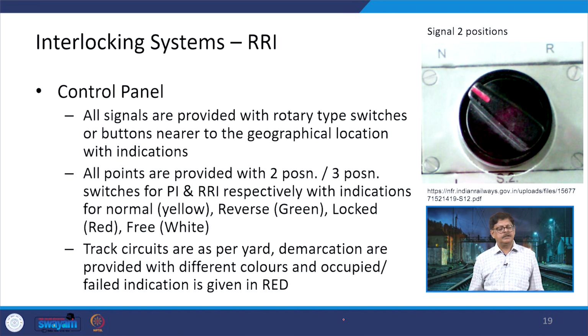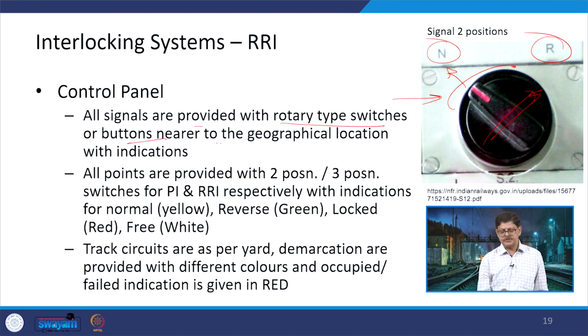Now, let us look at the control panel for this RRI and discuss a few things here. All signals are provided with rotary type switches. So, you can see here the rotary type switches. This is a two position system and an R system. At this one it is being set to the normal condition. So, if you move it here, then you can set it to the reverse condition also.